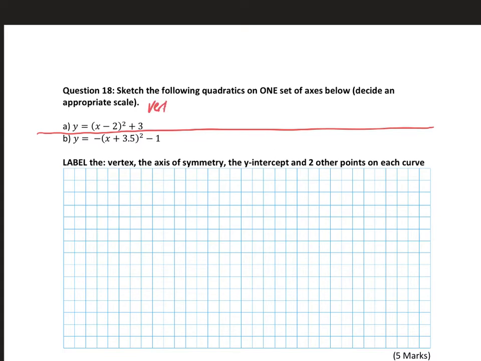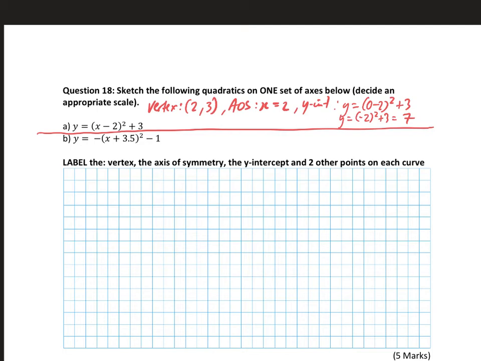Because it's in vertex form, I'm told the vertex straight away, the vertex is going to be at 2, 3. The axis of symmetry is going to be at x is equal to 2. The y-intercept is when x is equal to 0, so y equals 0, take 2 squared plus 3. Y is equal to negative 2 squared plus 3 equals 4 plus 3, 7.